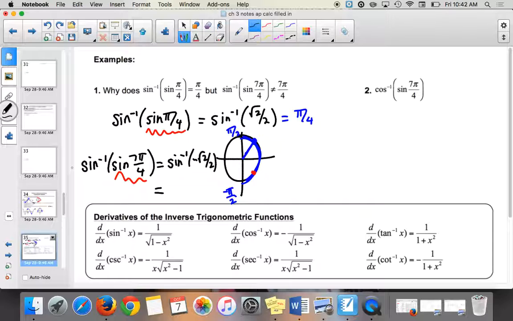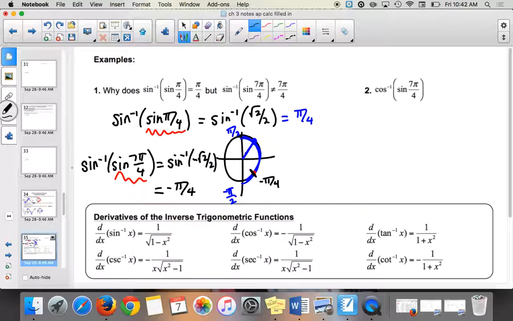Your calculator does not give you 7π/4 out. It gives you a negative number, and that negative number is -π/4. So it's the same answer, it's in the same location, it's just a different numerical answer. Do you guys understand? It's like what we call coterminal angles in pre-calc. They're exactly the same location, but they have different names.